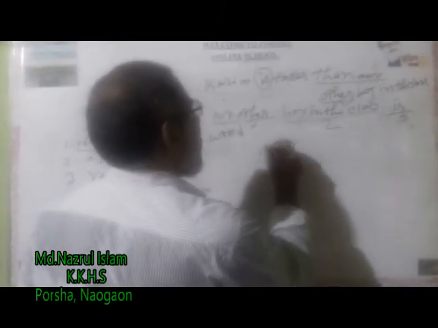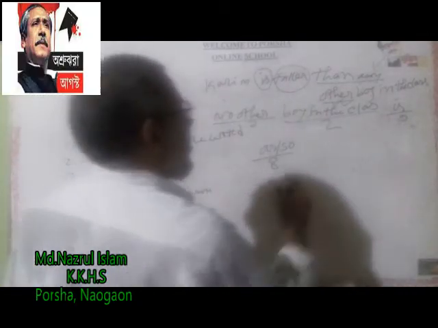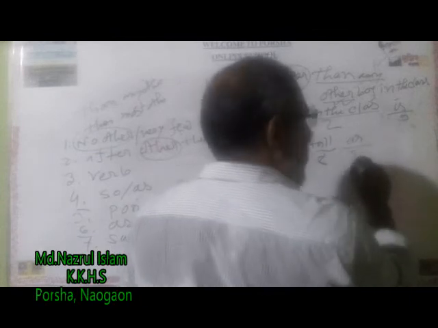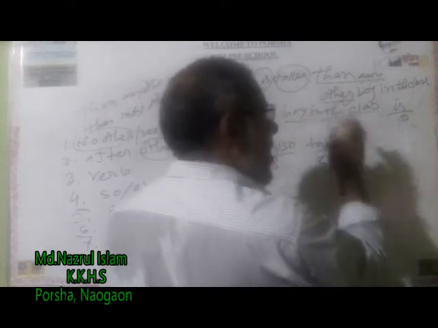And number 4, so or as as you like. You may use so, you may use as. Both are correct. This is number 4. Number 5, positive form of the comparative word. Here the comparative word is taller. So the positive form of taller is tall. This is number 5 activity. Number 6, as. Definitely as. In this case, you should not use so. Definitely as will be used. This is number 6 activity.